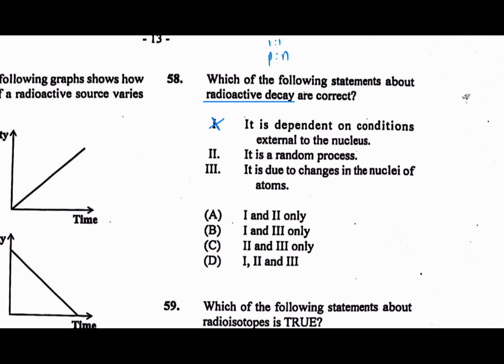Part 2, it is a random process. That's correct. Part 3, it is due to changes in the nuclei of atoms. That's correct. So you understand, part 3 would directly conflict with part 1, because part 1 says that it is dependent on external conditions, whereas part 3 says it is due to changes in the nuclei. So your answer is 2 and 3. So that's C.